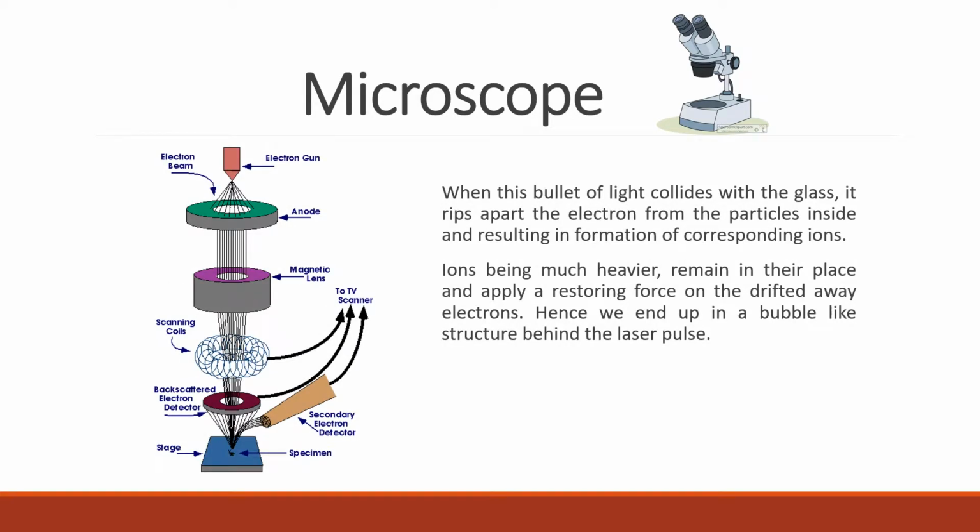When this bullet of light collides with the glass, it rips apart the electrons from the particles inside, resulting in the formation of corresponding ions. Ions, being much heavier, remain in their place and apply a strong restoring force on the drifted away electrons. Hence, we end up with a bubble-like structure inside the laser pulse.